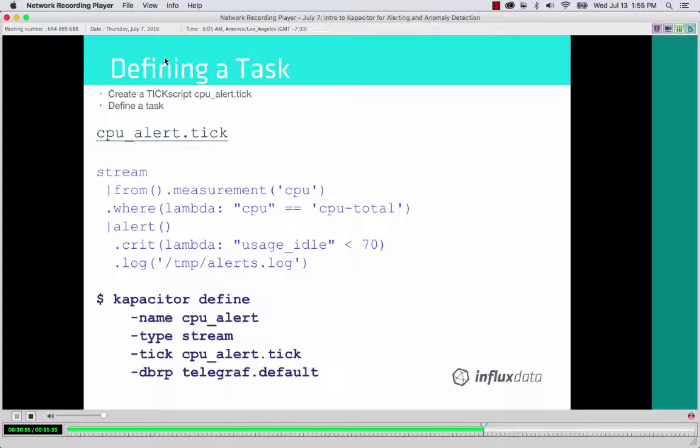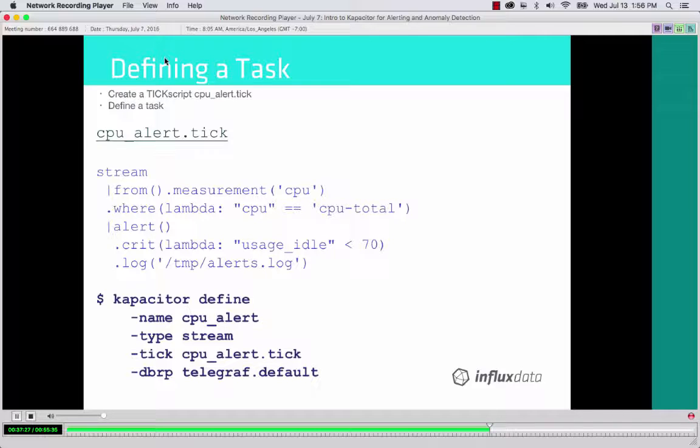So once I have this TICKscript, I'm going to define a Kapacitor task. To do that, I use the kapacitor CLI and say kapacitor define -name cpu_alert. So this is me giving the task a name. I'm telling it what type of thing it is, so I have to say -type stream. Then I have to say -tick, and that's giving it the TICKscript. So I give it cpu_alert.tick.